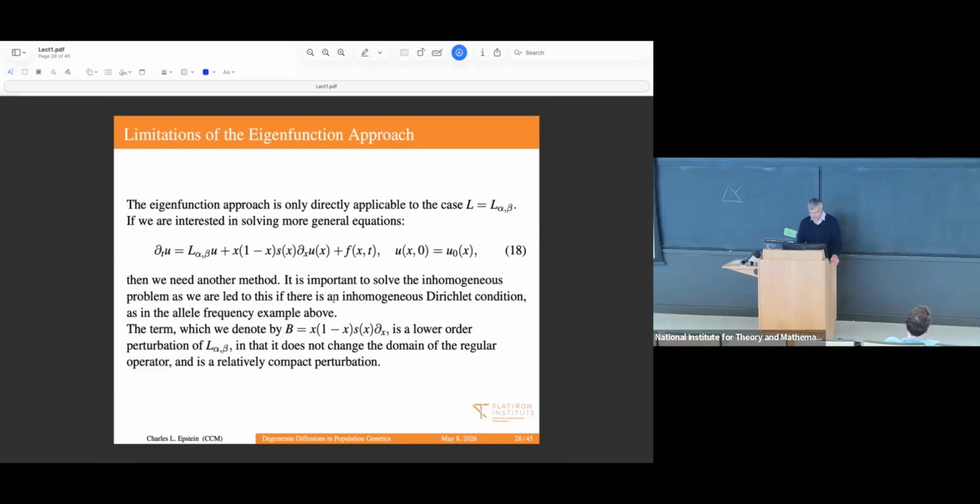So it's important to solve inhomogeneous problems because we're led to those very quickly if we try to solve problems with inhomogeneous Dirichlet conditions, as in the allele frequency example that we had above. So this term, x(1 minus x) s(x) d/dx, the selection term, is in every sense a lower order perturbation, so that it's a relatively compact operator. The domain of the operator is totally insensitive to adding that term or not having that term. So it's really a perturbation term.